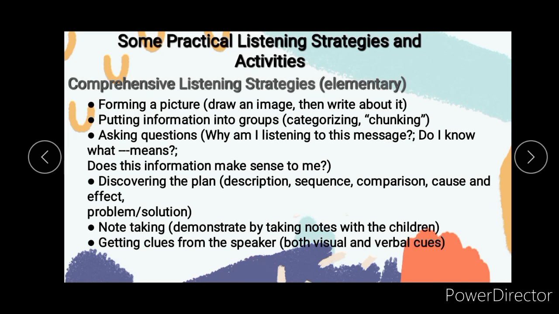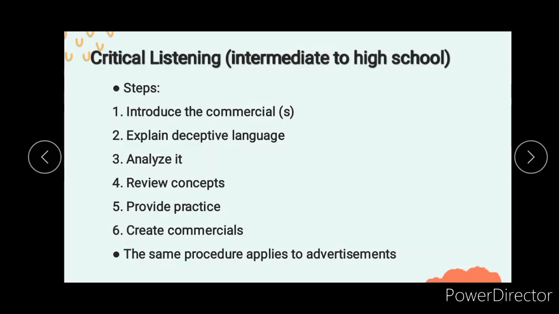Next one is note taking. This is demonstrated by taking notes with the children. And the last strategy is getting clues from the speaker. It is either visual or verbal cues, but of course, it could be both.